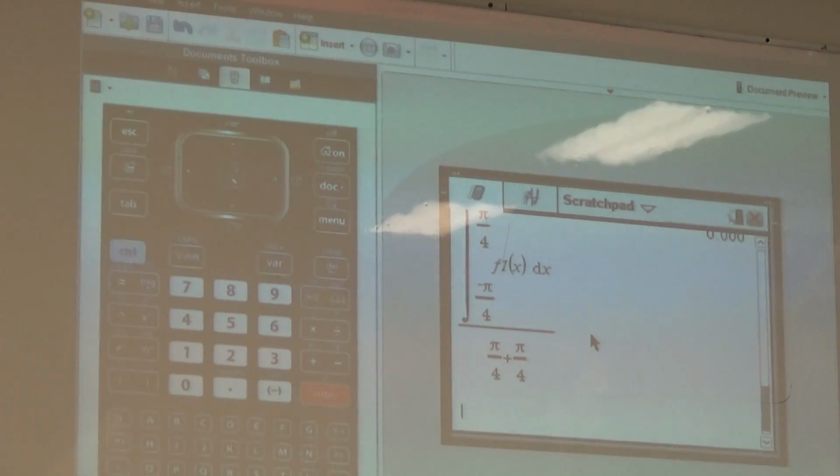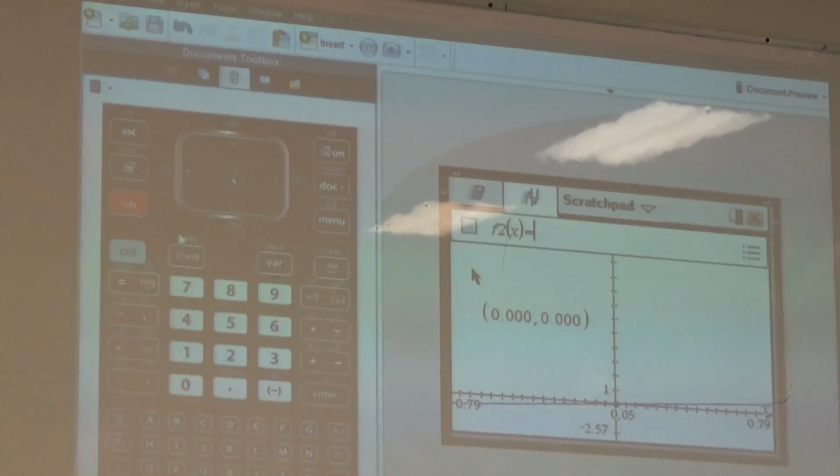Zero, moving on to number 4. Alright, number 4 is a word problem, and I want to know the interval. It's an average that works for a particular amount of time.